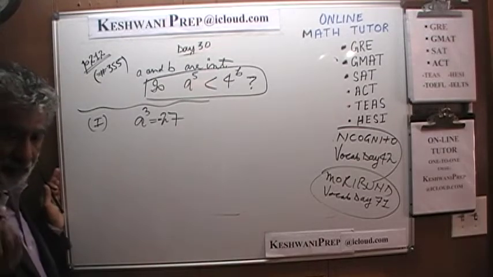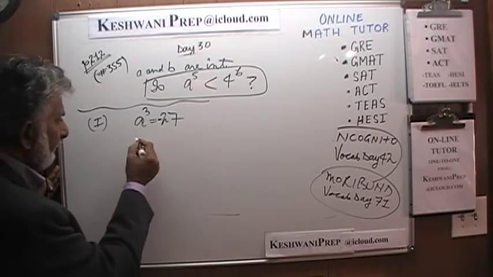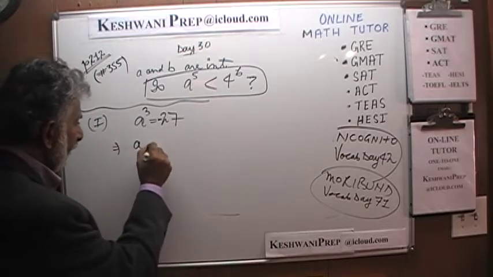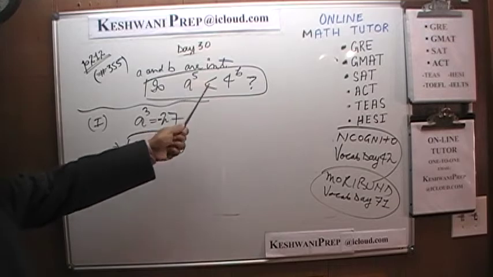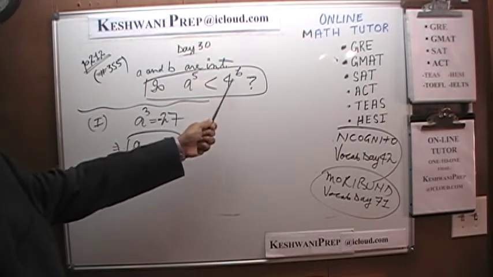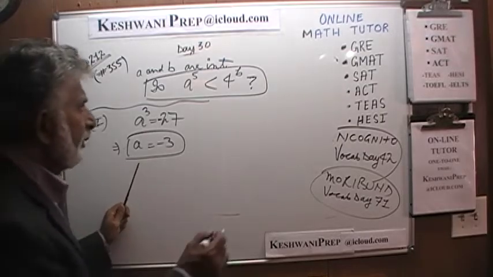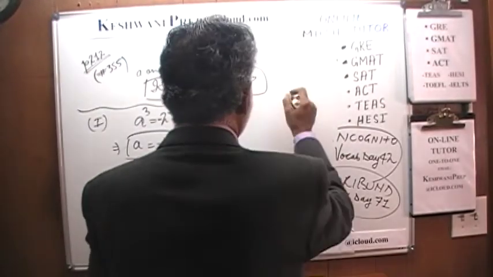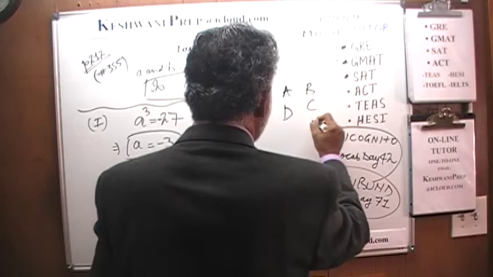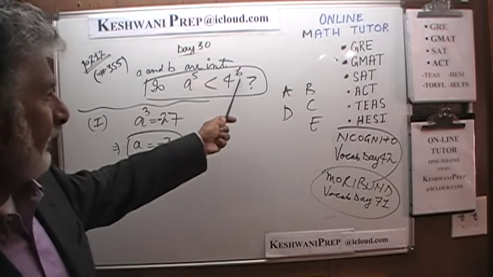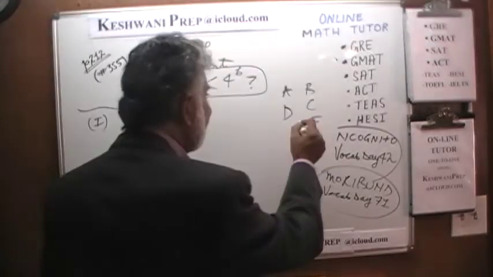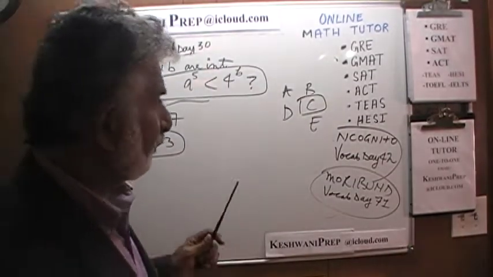So what I did when I was doing it myself was simple. A cubed equals negative 27. Obviously, that means A equals negative 3. At this point, I said to myself that if A equals negative 3, we can figure out this quantity, but since we know nothing about B, we cannot answer this question. So I ended up picking C, because the first statement by itself is not enough, since we know nothing about the value of B. That answer is wrong.